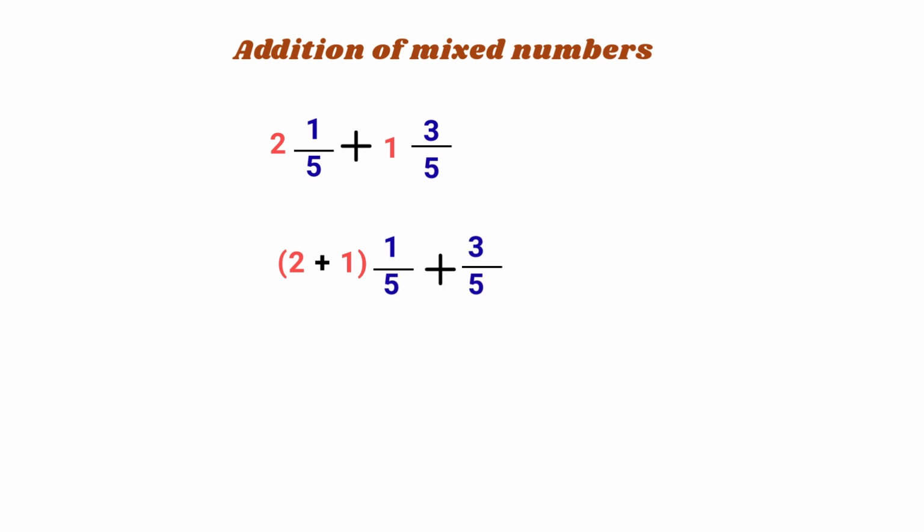Addition of mixed numbers. Steps to add mixed numbers. Add the whole numbers together. Check the denominators of the fractional parts. If the denominators are the same, add the numerators and keep the same denominator.